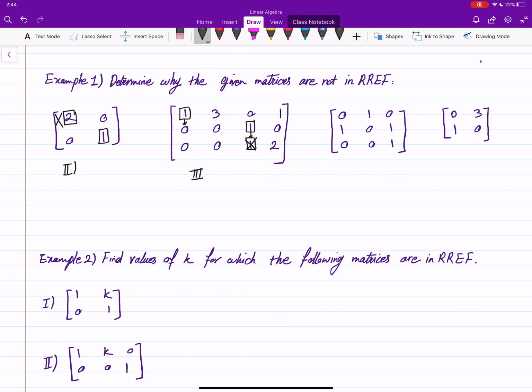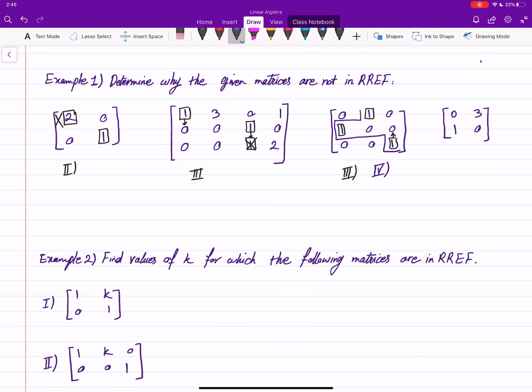Here, we don't have any non-zero entry, so these ones are leading ones that satisfy condition 2. In the column of this last one, there is a non-zero entry, so that is why this is not row reduced echelon form. Even if it was 0, again, this is not row reduced echelon form, because it doesn't have a step-like pattern. So condition 4 is also failing here.